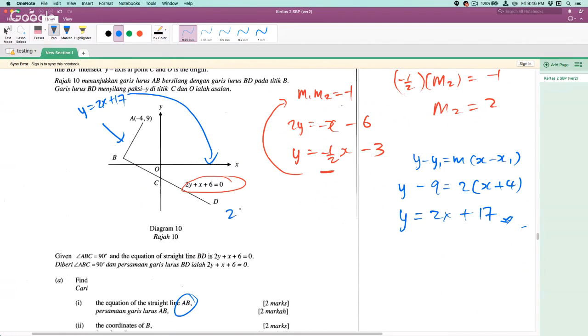So therefore, 2y, my y is 2x plus 17, plus x plus 6 equals 0. So I will solve this equation. 4x plus 34 plus x plus 6 equals 0. So 4x plus x will be 5x, and this one will be positive 40. I move it to the other side, equals -40. So x equals -8.